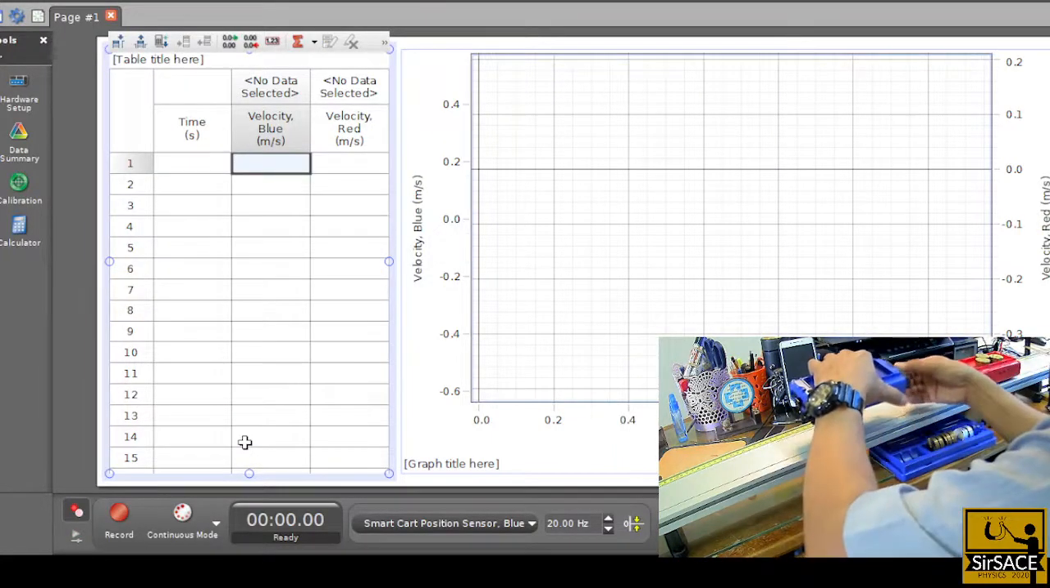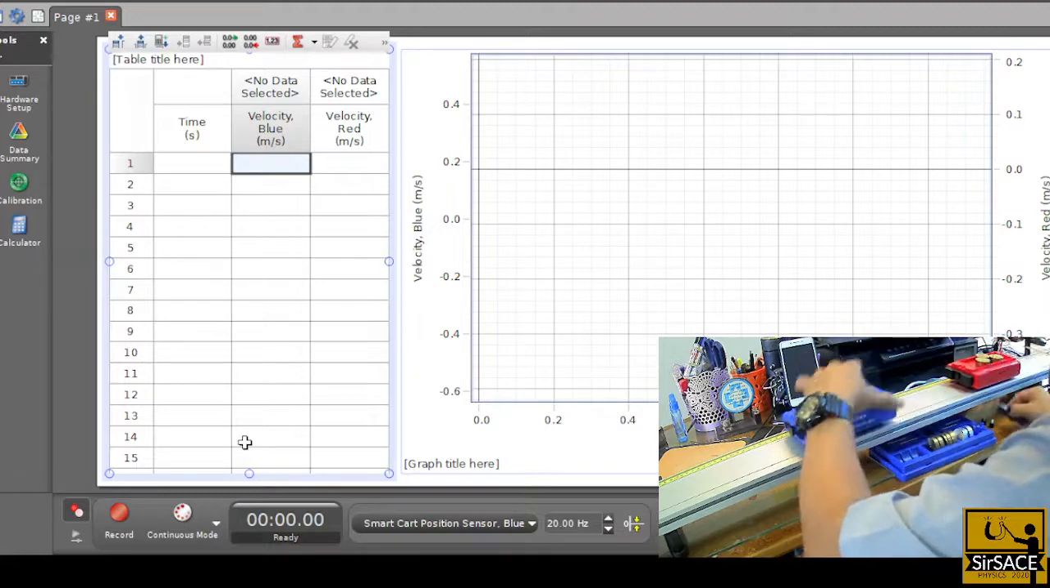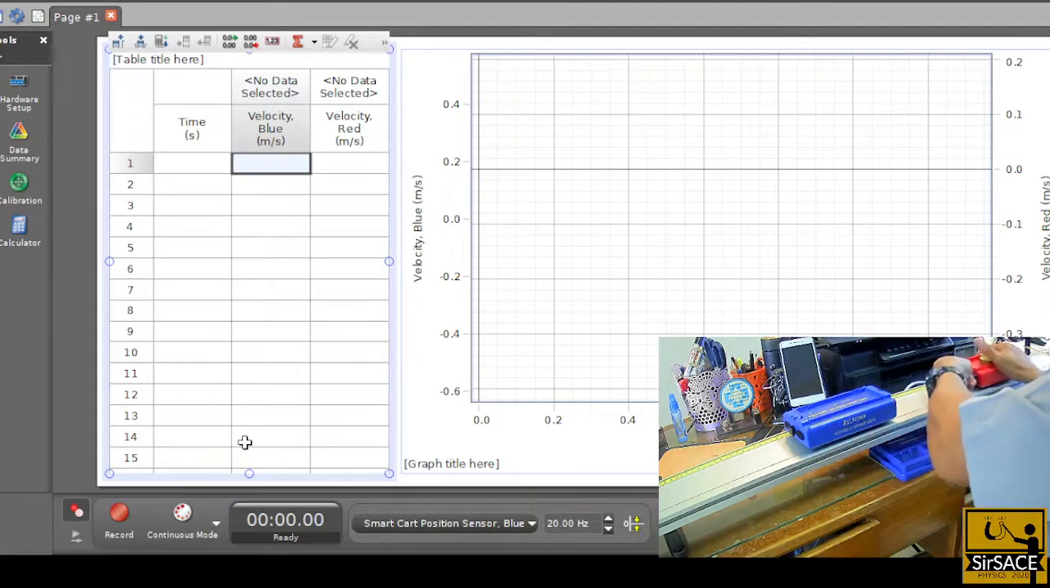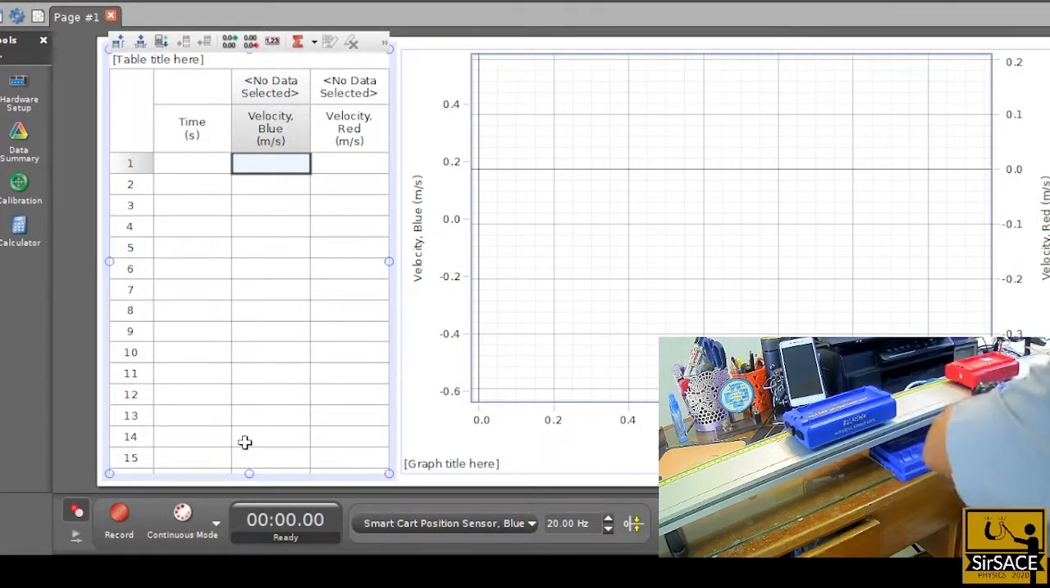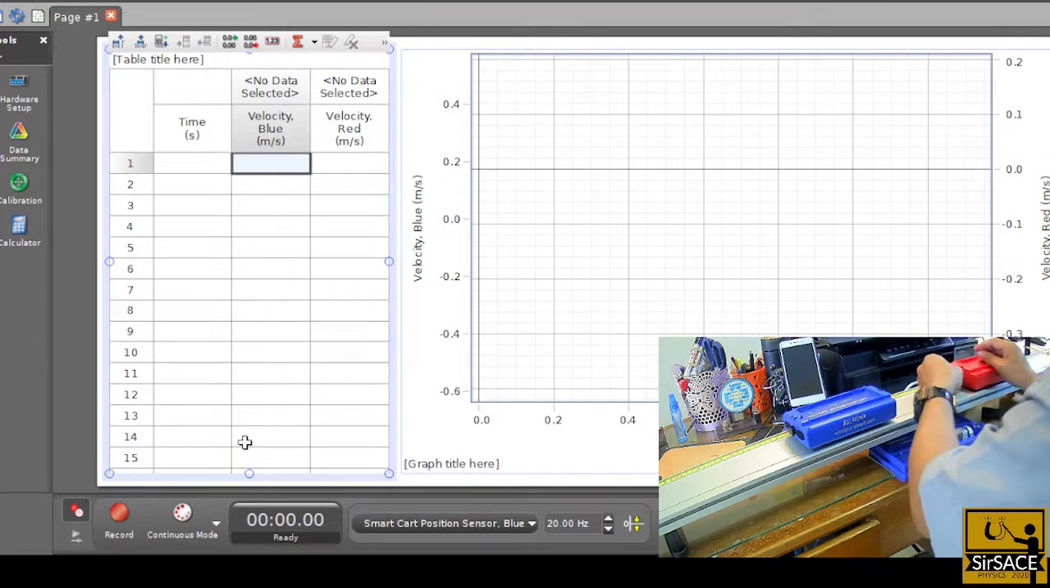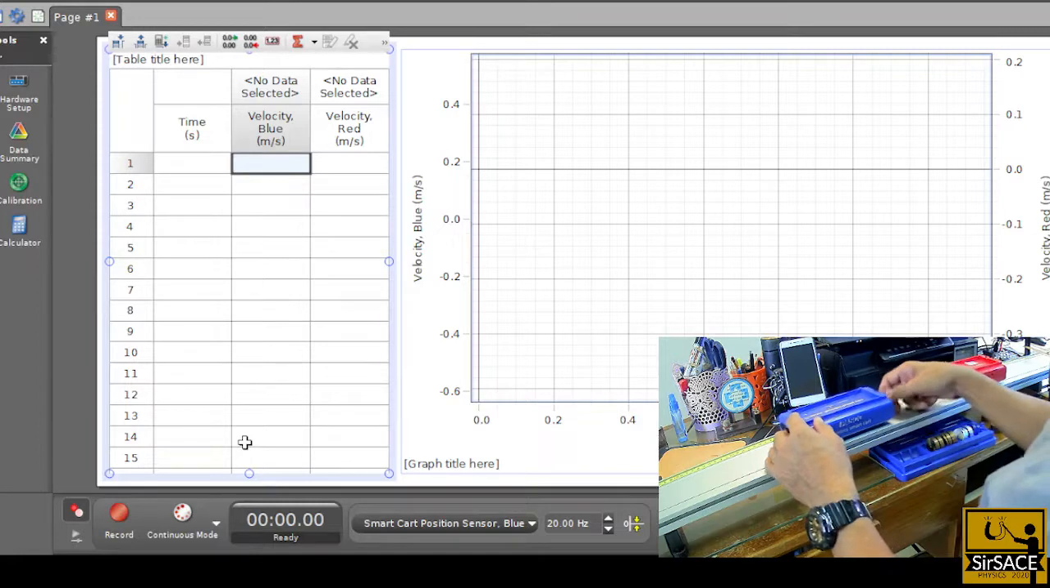Okay, for the fifth trial, and this will be our final trial, we'll remove the magnet on the bumper of the two carts. Then we will replace it with another material, but still this is rubber. And let's see what happens and what the difference is. This is our last trial.